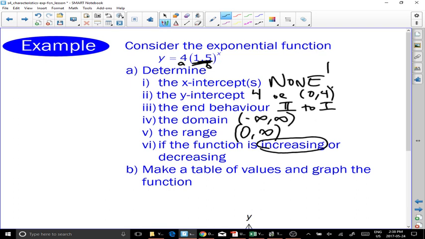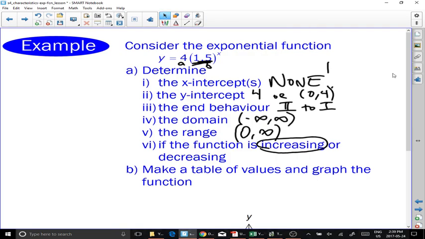Now it does say make a table and graph the function. So again, we looked at how to make a table with a graphing calculator. We looked at how to make a table using Desmos. I'm going to demo it with the graphing calculator.